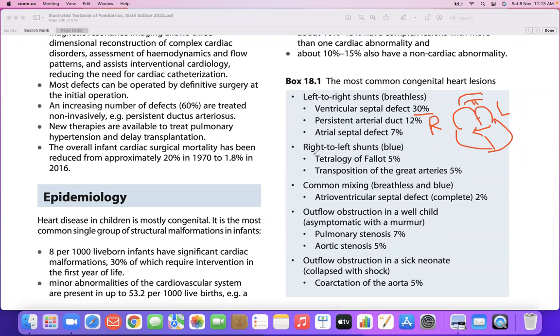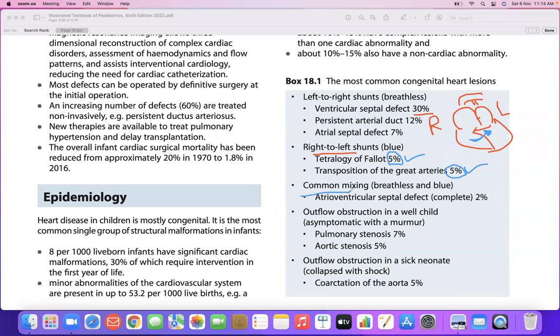Then we will have right to left shunts. So, reversal now. Let's take blue color. Right to left shunts, where usually the baby will present as blue. I am using blue color here because the baby will present to you in cyanosis. Most probably it is tetralogy of Fallot and transposition of great arteries. If you see here, both are less, 5%, compared to VSD, which is 30%. Both right to left shunts are just 5%.